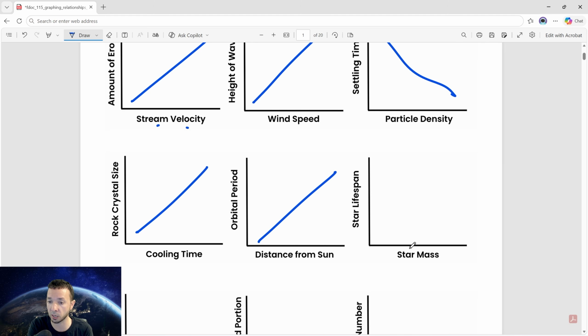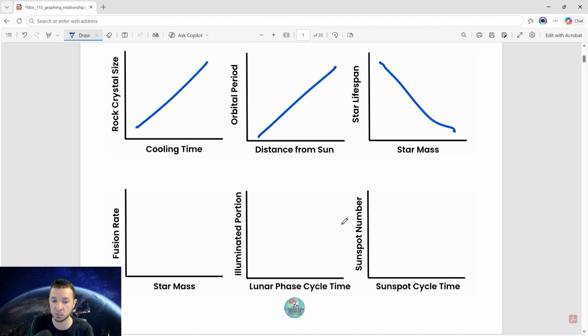As star mass increases, what happens to the lifespan of the star? It should go down. They survive less time the bigger they are. Next one is star mass increases, what happens to fusion rate? That should go up. As lunar phase cycle time increases, what happens to the illuminated portion of the moon? The keyword there was cycle, so it should cycle. This should be a cyclic relationship.